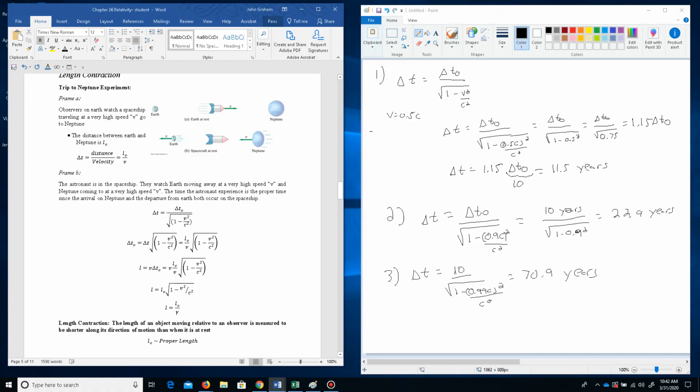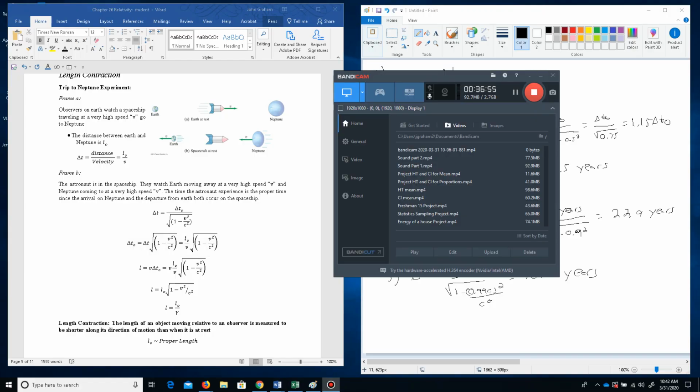But length contraction is probably going to be the very next thing. What we just did and this next thing are probably the two most important things in this chapter. Okay, so I'll stop this here, and I'll see you in part 2.